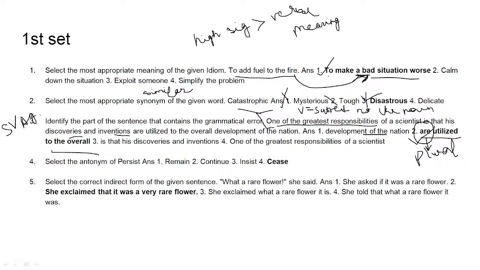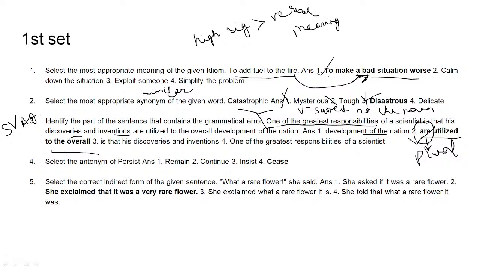In this sentence, one of the greatest responsibilities is the subject. So out of all responsibilities, one we are talking about, and that is followed by an is, not an are. One of the greatest responsibilities of a scientist is that his discoveries and inventions is utilized to the overall development of the nation. This is what is important.